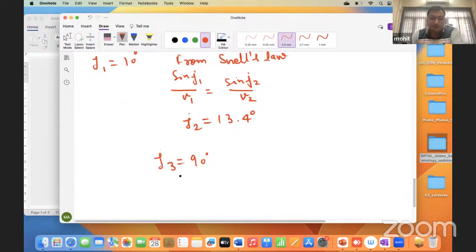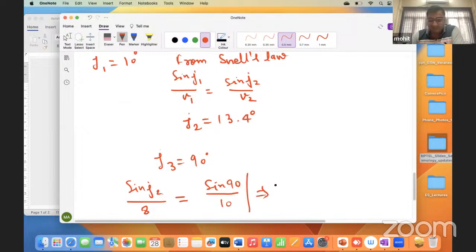And j2 must be greater than the critical angle. The critical angle is the minimum angle at which the 90-degree refraction happens. So in that case, you need to find the smallest angle. Sine of j2 divided by the corresponding velocity 8 is equal to sine of 90 degrees divided by 10, and that will give you j2 equal to sine inverse of 8 divided by 10, which comes out to be 53.13 degrees.